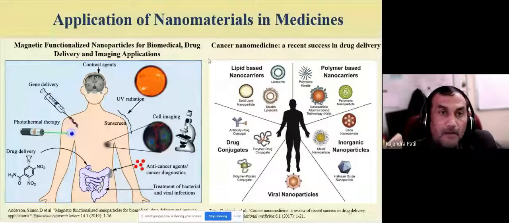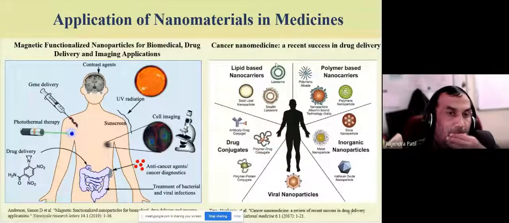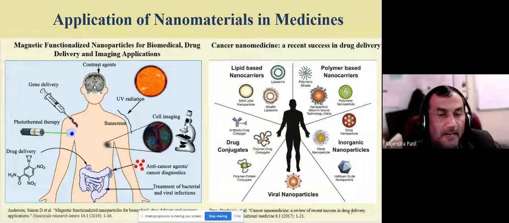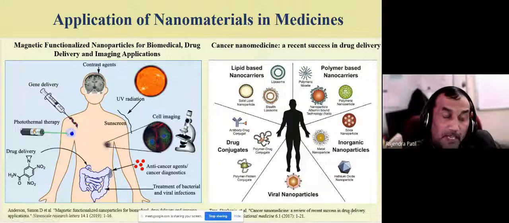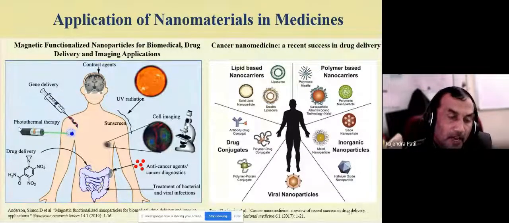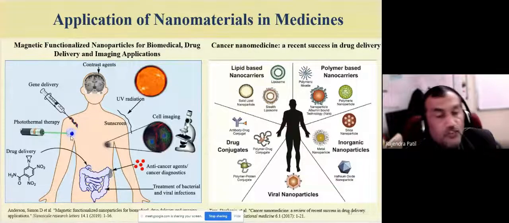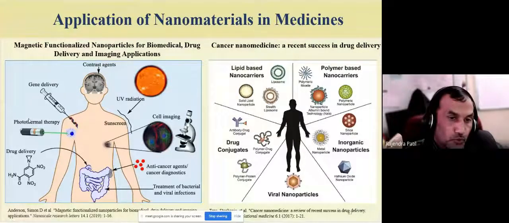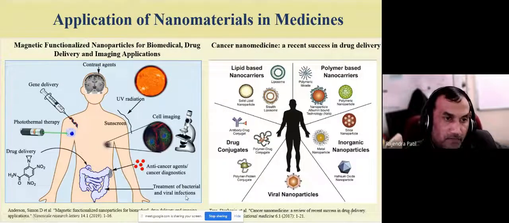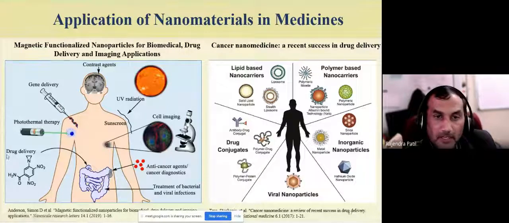Now, these are some of the applications of nanomaterials in medicine, particularly magnetic nanomaterials. They are used as a contrasting agent for MRI scanning. Magnetic nanomaterials are also used in photothermal therapy. That is, these magnetic nanomaterials are irradiated, and because they absorb the heat, they tend to burn the tumor tissues. They are also used to treat bacterial and viral infections, and as a delivery agent. Most importantly, most nanomaterials are used in cell imaging.